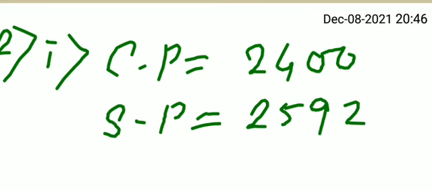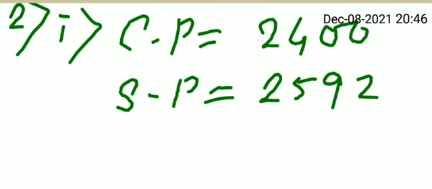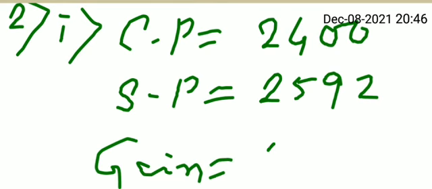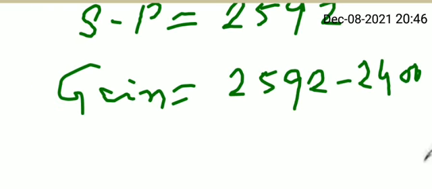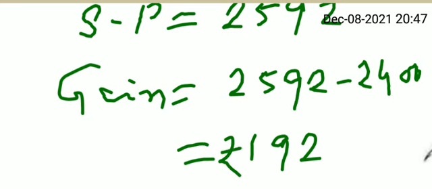So students, since selling price is greater than cost price, the gain will occur. So here gain will be selling price minus cost price, that means 2592 minus 2400. After subtracting, we get 192 rupees. Okay, 192 rupees is the gain.